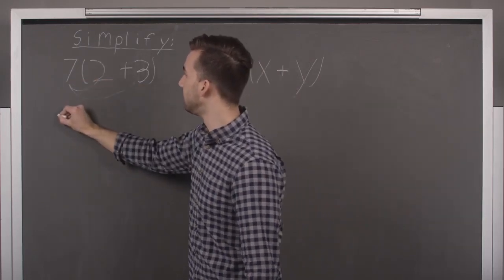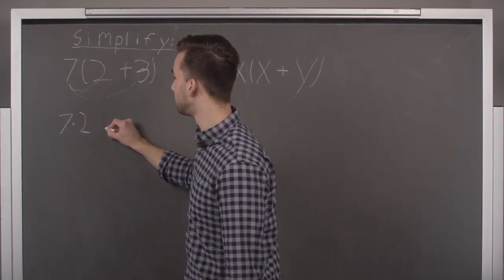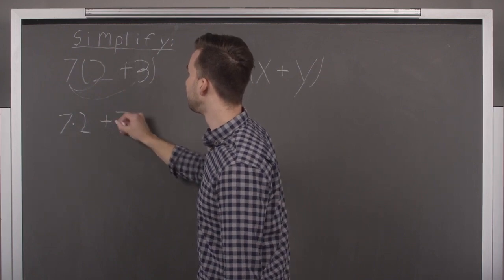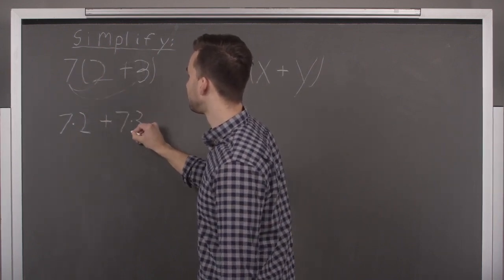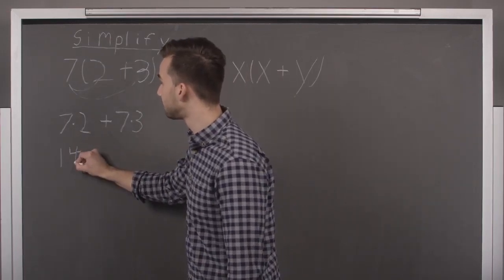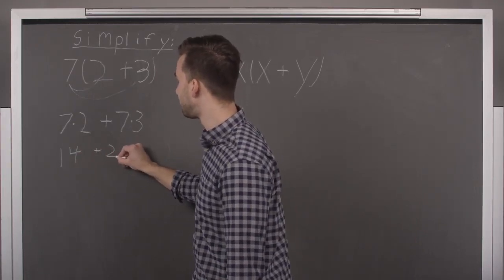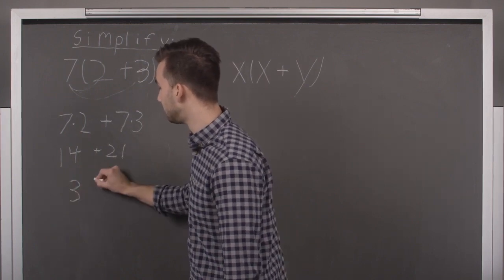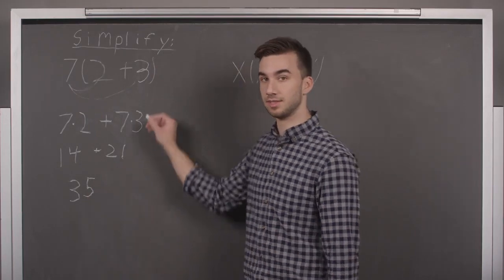So we do 7 times 2 plus 7 times 3. And that gives us 14 plus 21, which is equal to 35, just like our other solution for this example.